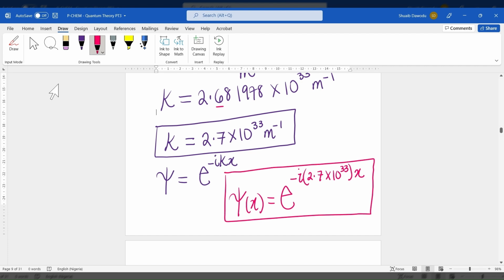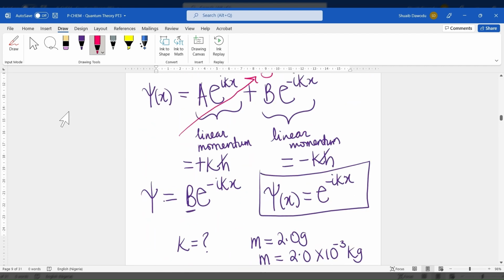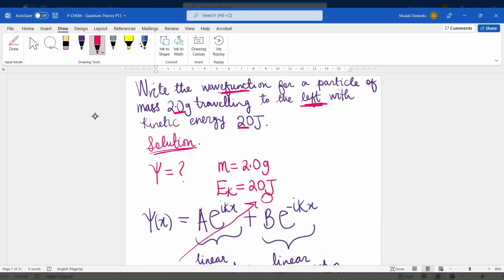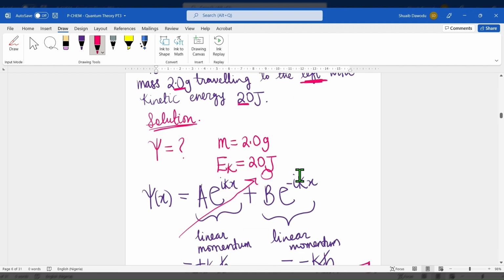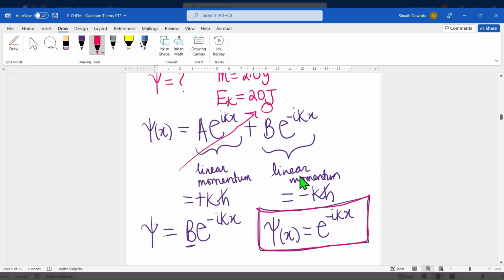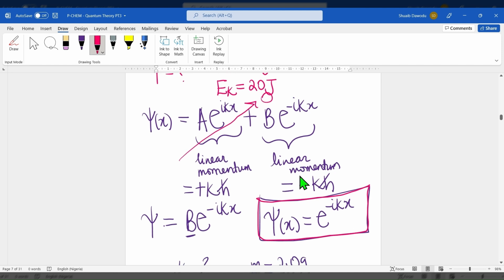Remember what the question actually asks us to do? In case you've forgotten, let me quickly remind you. They told us to write the wave function of a particle of mass 2.0 grams traveling to the left with kinetic energy 20 joules. So basically, what they wanted us to do is to determine the wave function. I don't want a situation where people solve for k and think that's the final answer. Remember, at the beginning I explained that the wave function, when you ignore b, is just going to equal e raised to the power of ikx. But we don't have the value for k, so we can't really do anything with it.